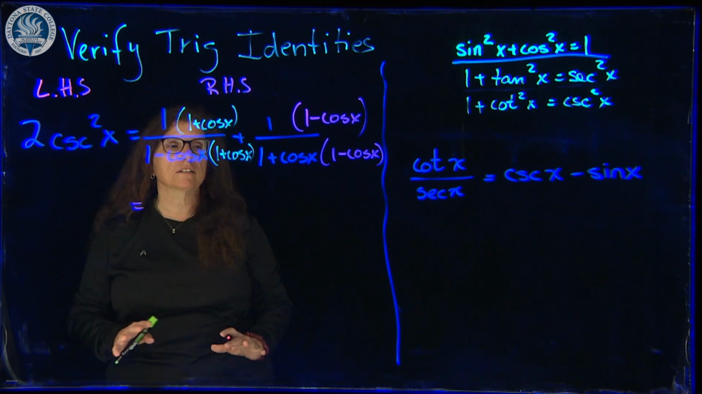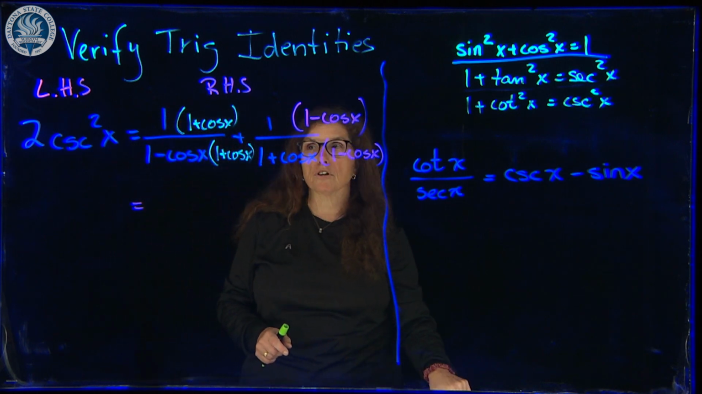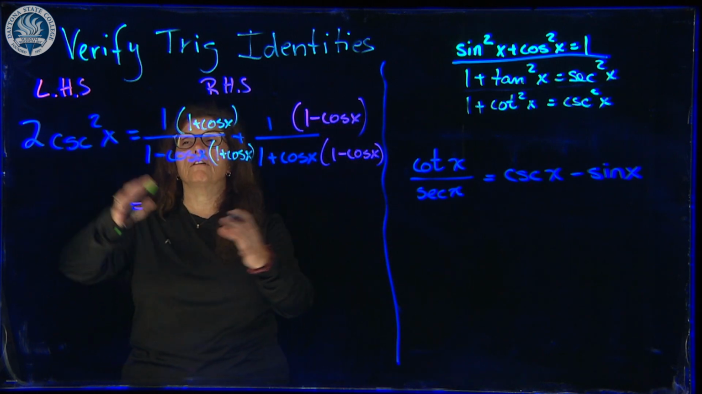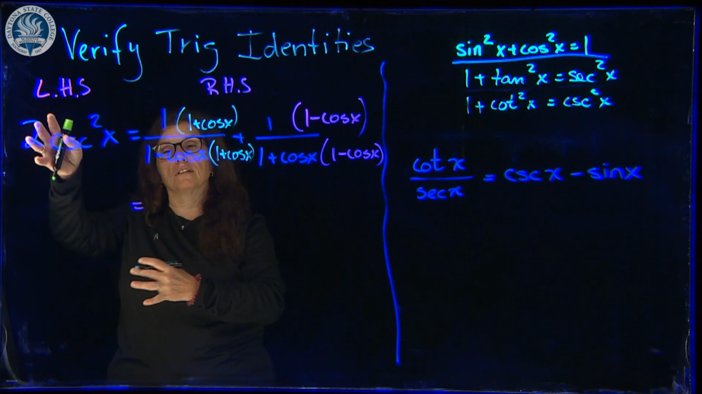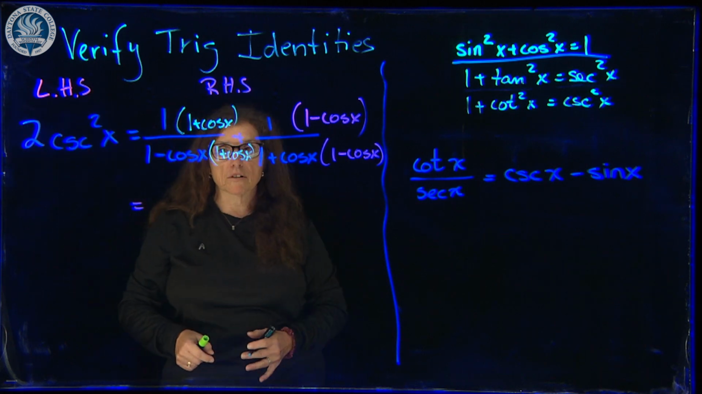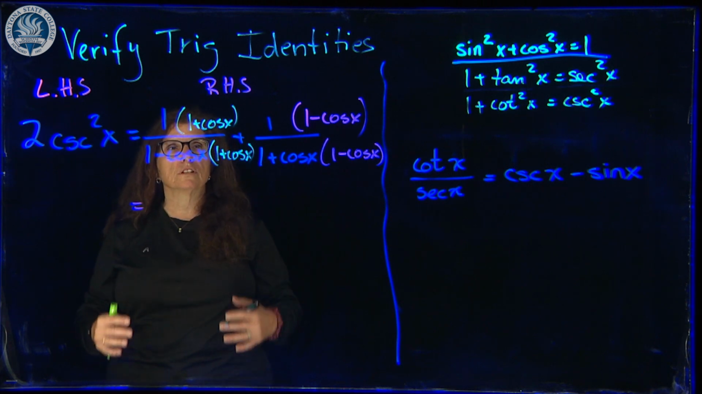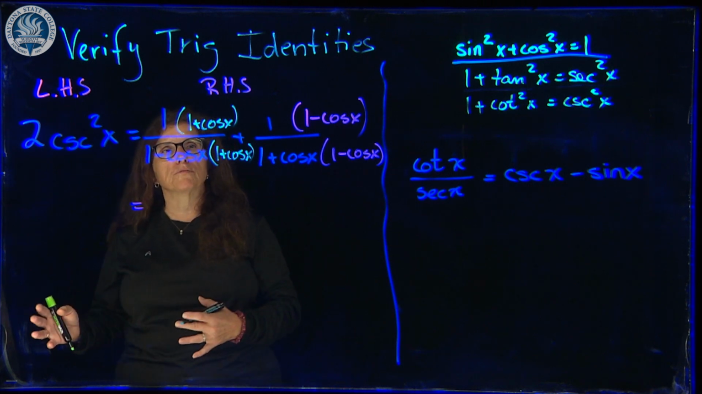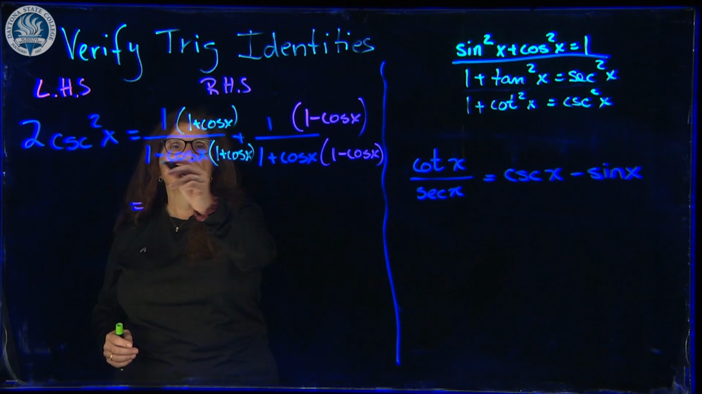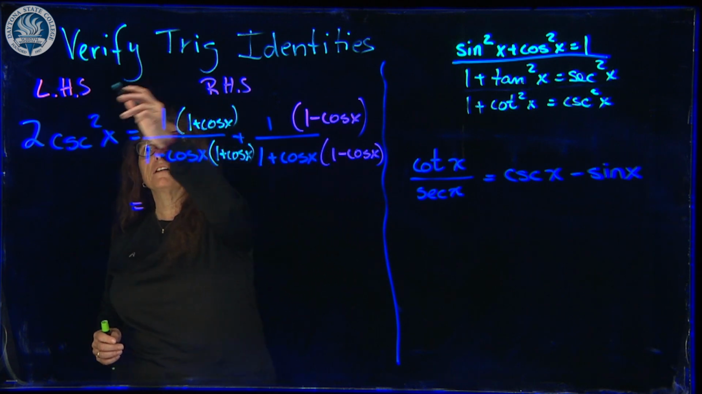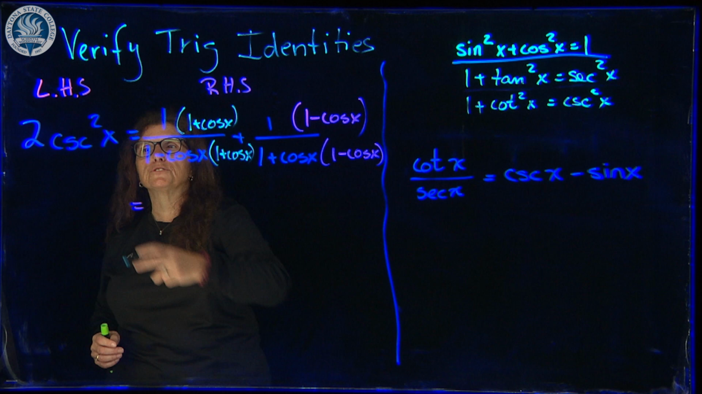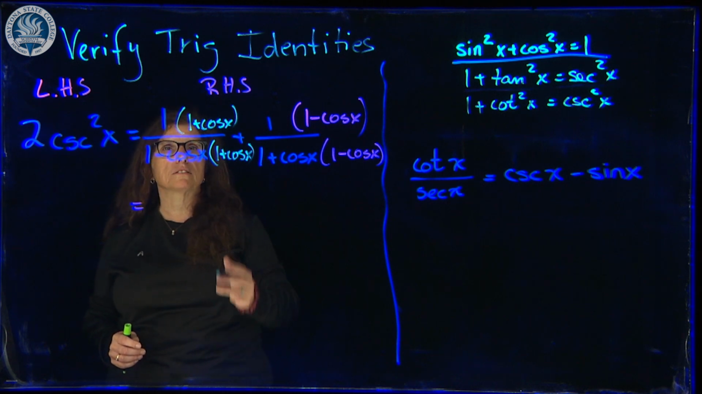So strictly, you have to work on one side. You cannot say, oh, let me work on this side first and then on the left-hand side, and somehow being all discombobulated. It has to be one side only. You make a decision which one you want to show is equal to the other one. So I picked the right-hand side. I need to show that this is equal to 2 cosecant squared.